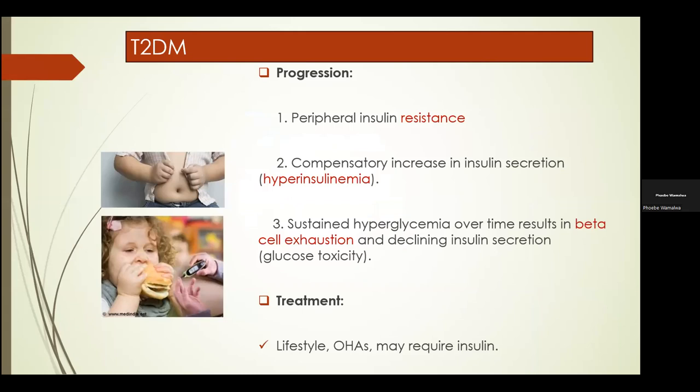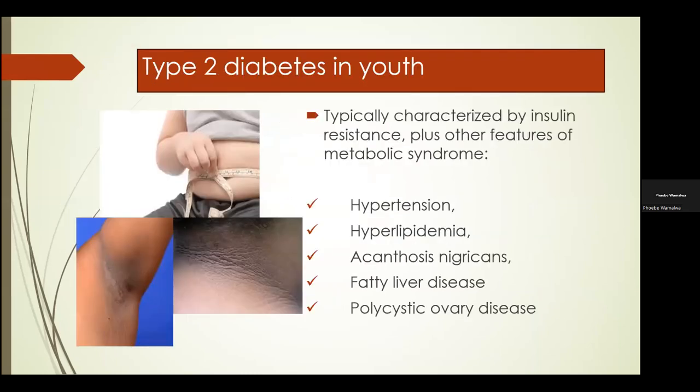So for type 2 diabetes in youth, there are some subtle signs that you can actually pick out to make a diagnosis. And number one is acanthosis nigricans. Like you can see, there's this velvet darkening of the skin on the neck and also around the axilla and also other folds in the body. So this darkening is not because the patient does not shower well. It's actually telling you that there's insulin resistance.